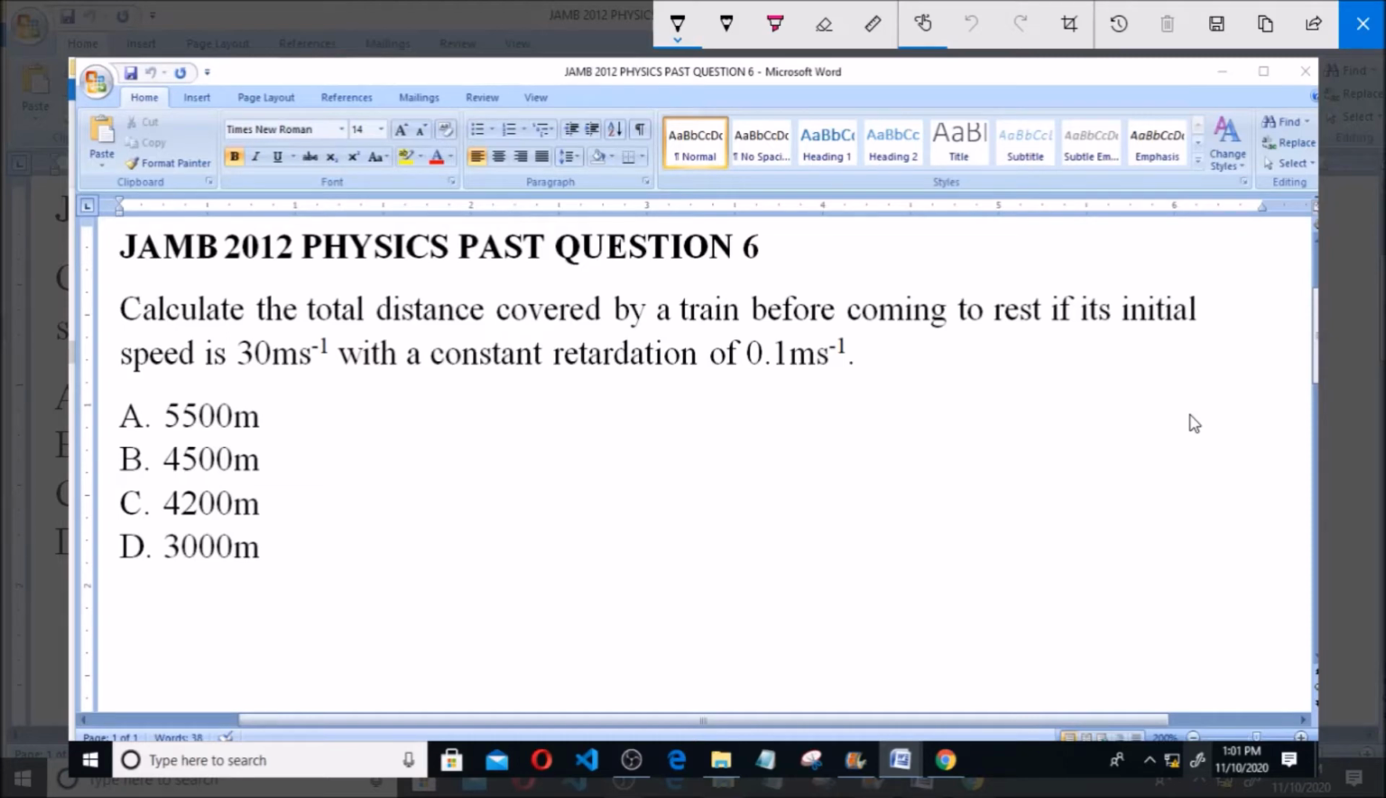Calculate the total distance covered by a train before coming to rest if its initial speed is 30 meters per second with a constant retardation of 0.1 meters per second squared. A. 5,500 meters, B. 4,500 meters, C. 4,200 meters, D. 3,000 meters.